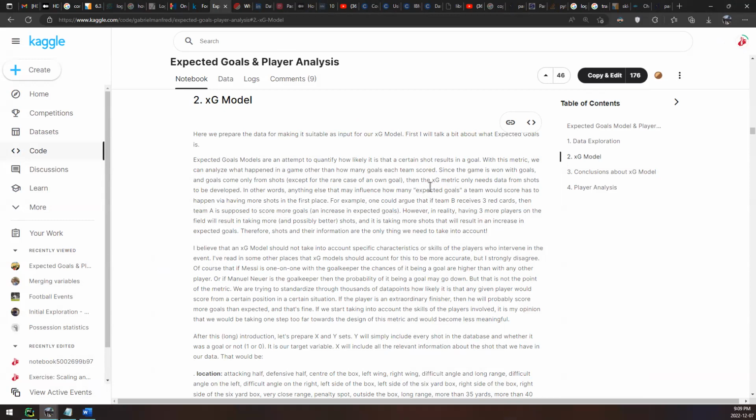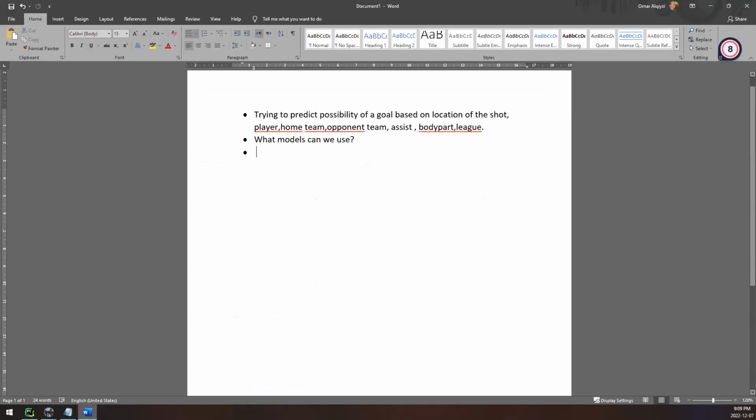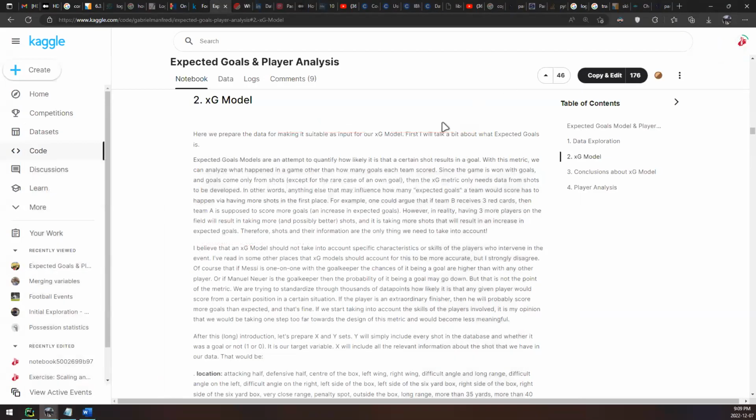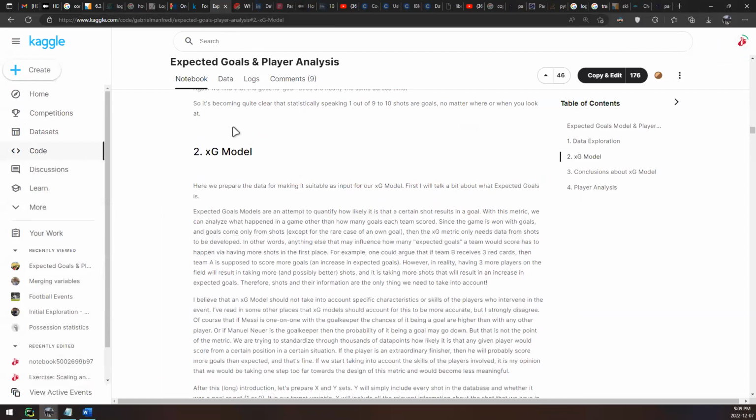A suggestion: go back to the notepad, where you wrote that you are trying to predict the possibility of a goal based on the location of the shot. Can we also try to predict the possibility of a goal based on other factors? That is another possible prediction we can do.